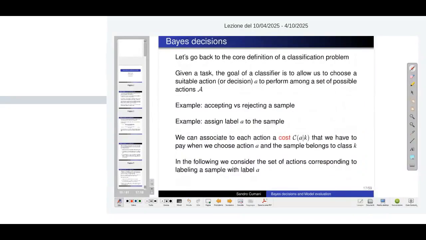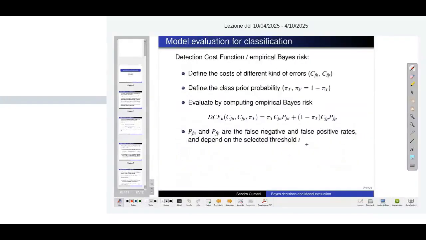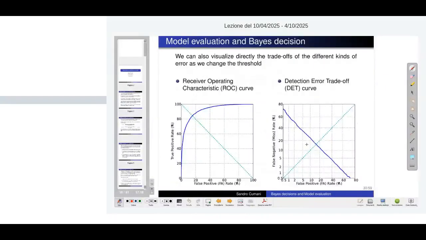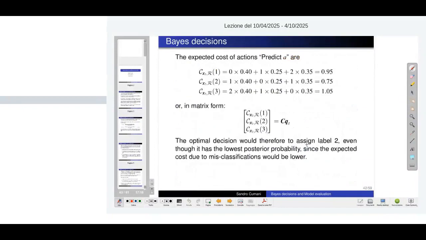Maybe it's in the slides after this, but I don't remember where I put the example. I thought it was there, but maybe it's later. Let me see if it's later. No. Okay.